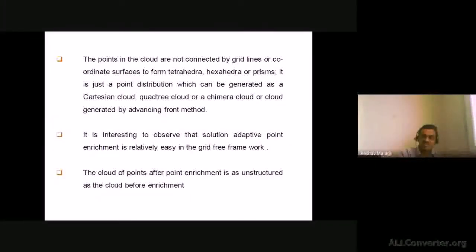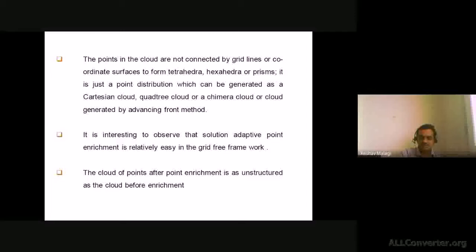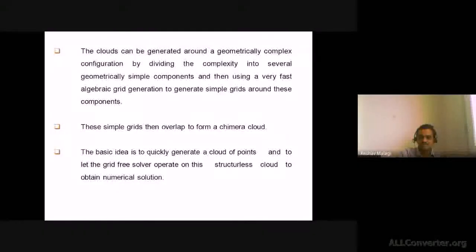This aspect is very difficult in finite volume and finite difference method. You will have to worry about the resulting grid that appears because of finer resolution that you want to do locally, because it affects all the neighboring points. You have to recalculate their volumes, recalculate their surfaces, everything. But here it is not that. And of course, the unstructuredness of the point remains the same after the enrichment.